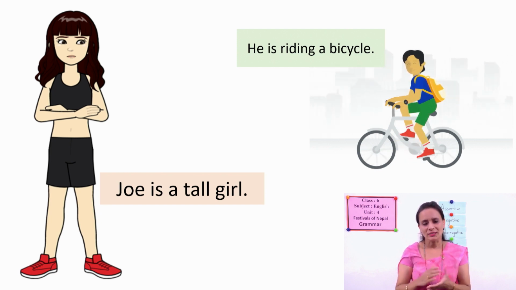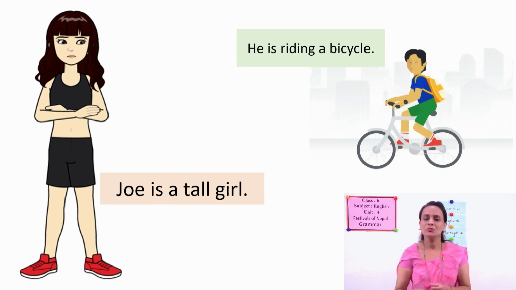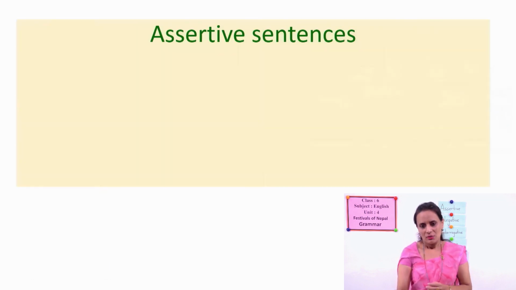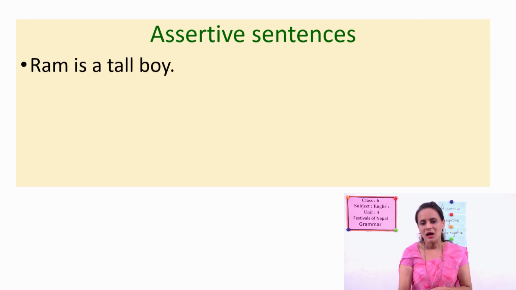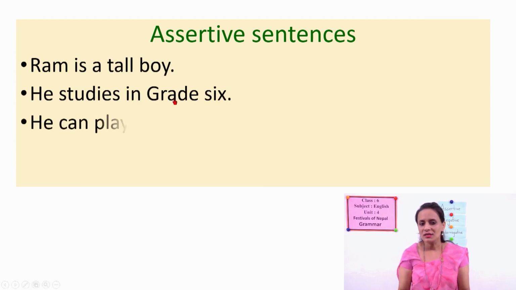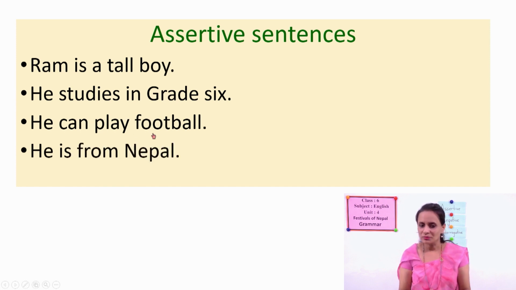Let's see more examples so that it will be clear for you. Now see it here, assertive sentences. Ram is a tall boy. He studies in grade 6. He can play football. He is from Nepal. These four sentences are assertive sentences. And why are they assertive sentences? Because it tells something. Very good. And these sentences start with a noun or a pronoun, isn't it? Now, my dear students, I think you have got some idea about assertive sentences.